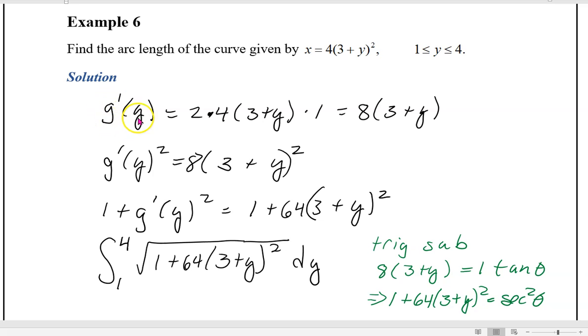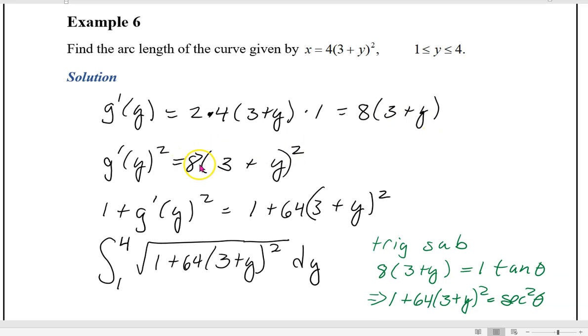First, we start by finding the derivative with respect to y. This also invokes the chain rule, where we bring the power 2 to the front to multiply by the 4, leave this alone and reduce the power by 1. Then we take the derivative of the inside, 3 plus y, to get 1. This gives us 8 times the quantity 3 plus y.